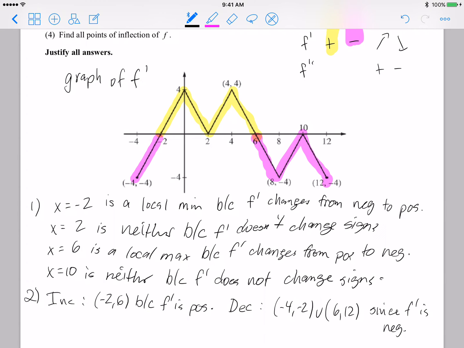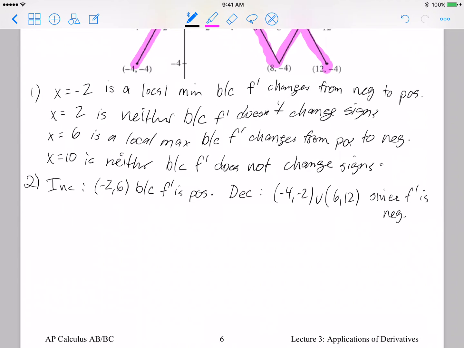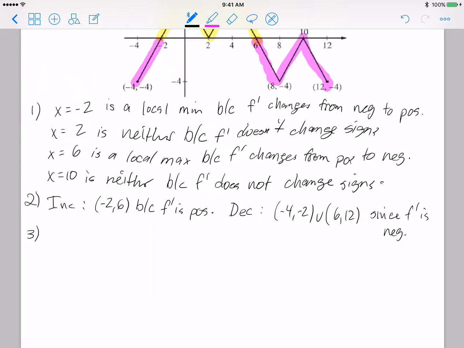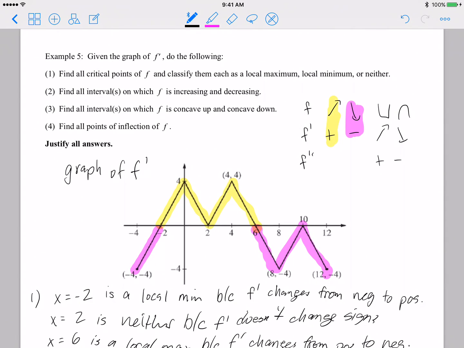Remember, you want to always argue through what you are given. We are given f prime, and so that's how I need to argue my stance on that particular part of the problem. Okay, number 3 is asking me about concavity. So find all intervals on which the graph of f is concave up or concave down. So I'm going to erase these colors here so that we can do that part.